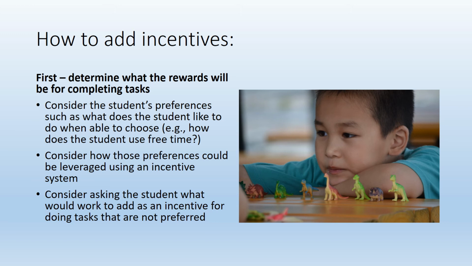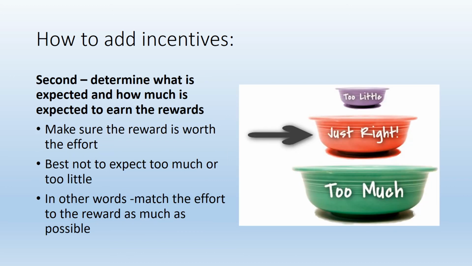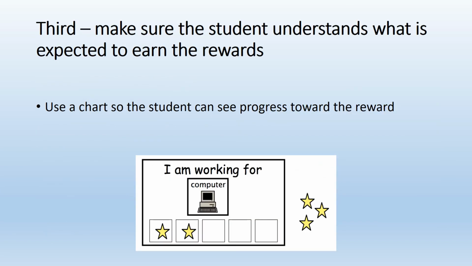We can observe that by just observing what the student chooses to do when the student is able to choose, or we can interview the student to find out what those preferences would be. Then we determine what the student wants to earn by completing tasks. Next, we need to determine what is expected and how much of it is expected to earn the reward. We want to make sure the reward is worth the effort. So we don't want to expect too much or too little. In other words, we're trying to match the effort to the reward as best as possible.